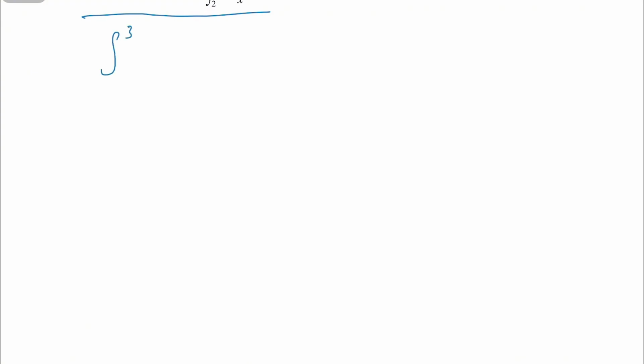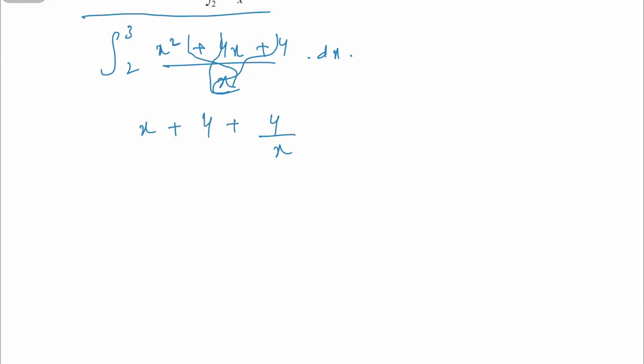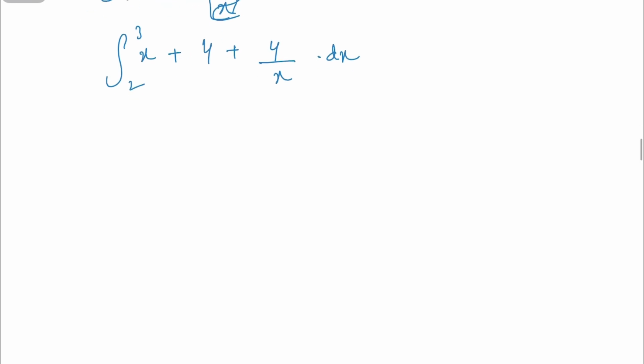So this would look like (x squared plus 4x plus 4) over x dx. Let's just break this down. This would be this, and this would be this, and then this would be this. So this would be (x plus 4 plus 4 over x) dx. Now we can take a simple integration.